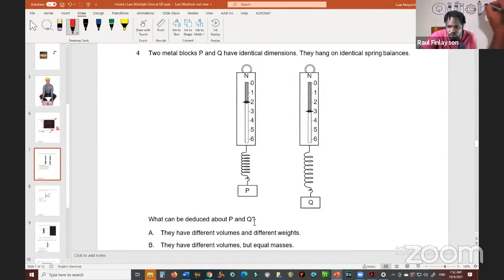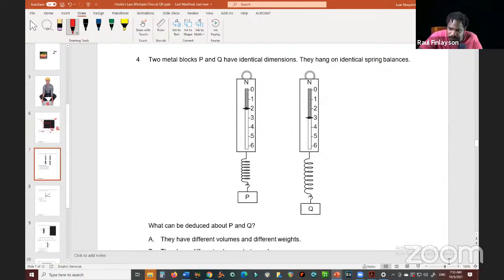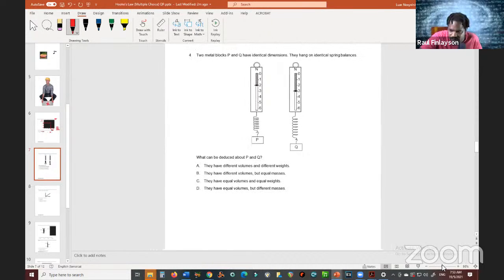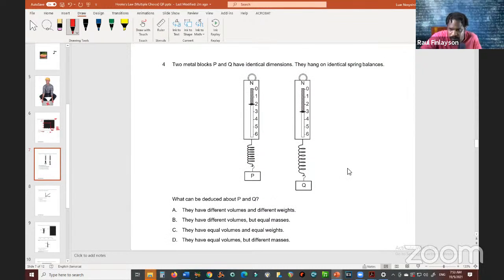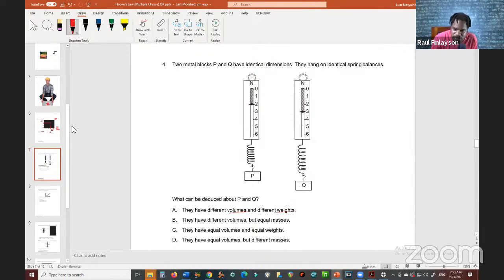What can be deduced about P and Q? All right, so let's make this smaller. Okay. Yeah, there you go. Sir, it seems like I would probably say A. You say A. All right. Pay attention to the keywords here: masses, weight, volume. Those are the keywords I'm using.